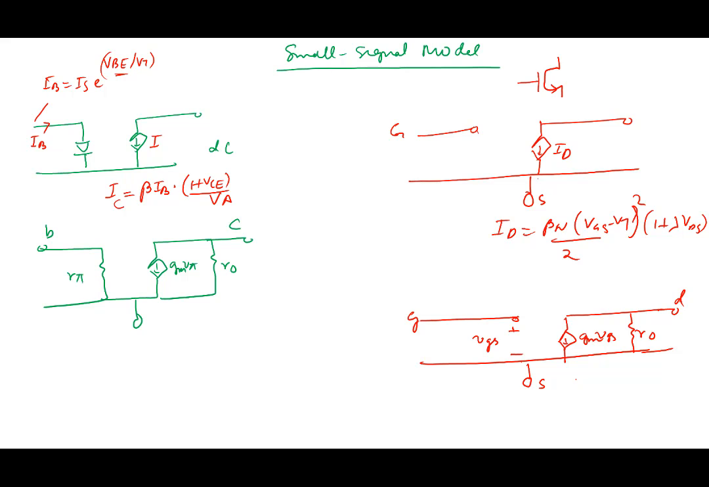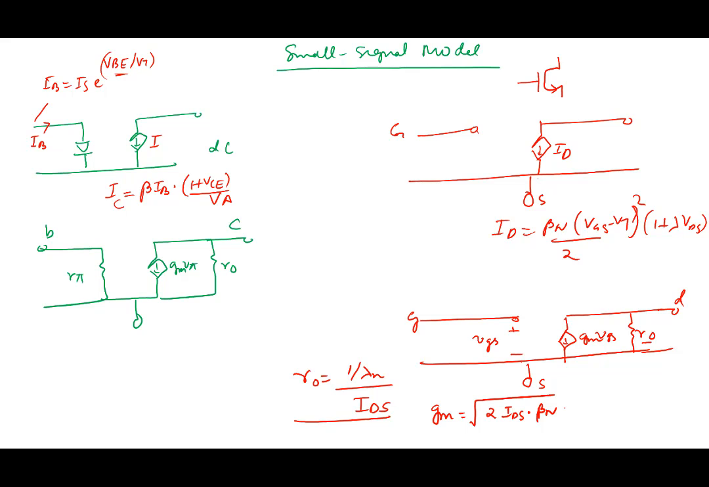So same GM is GM VGS and R0 here, and very similar expressions. R0, we will not derive it. R0 is given by 1 over lambda n times IDS. That's easy. And GM we can show is square root of 2 IDS multiplied by beta n.